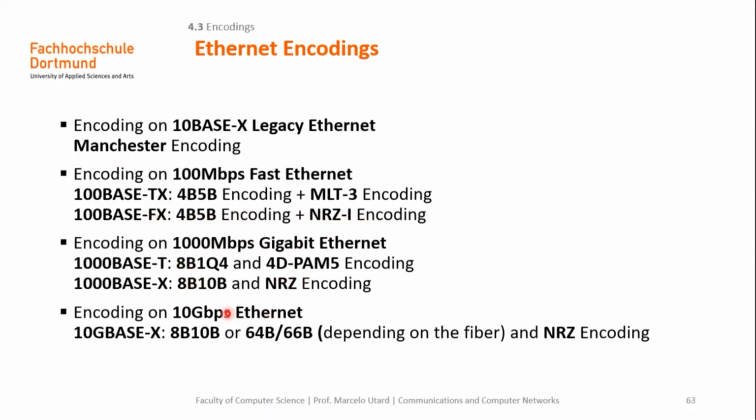Or in the case of 1 gigabit Ethernet, we could use those encodings. And finally, in the case of 10 gigabit Ethernet, the use of those encoding mechanisms or techniques. We will see with deeper focus some of those encoding techniques, typically Manchester and NRZ-I, 4B/5B, MLT-3, and PAM.